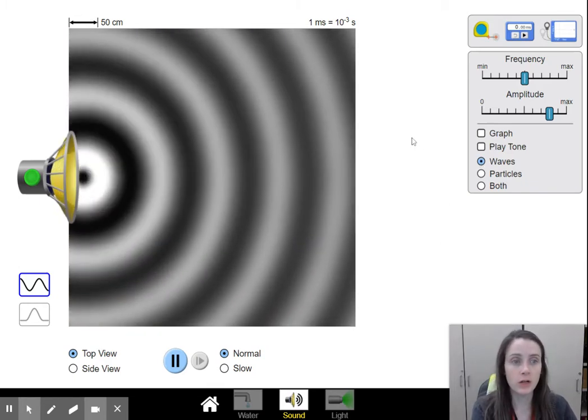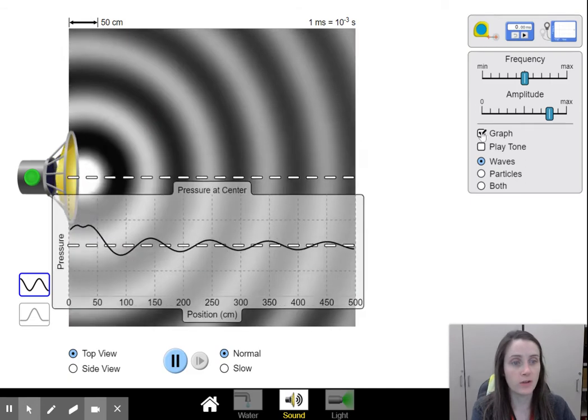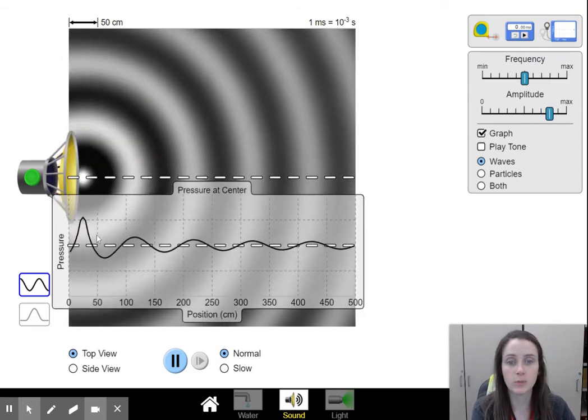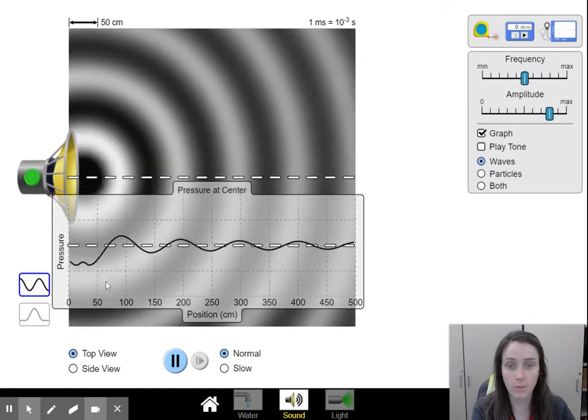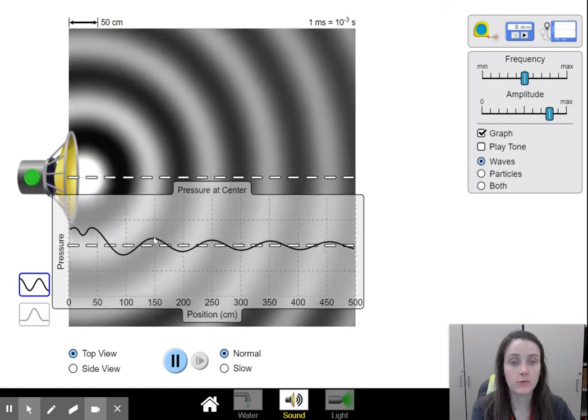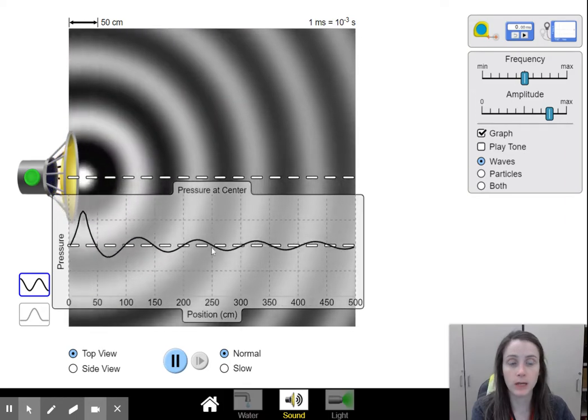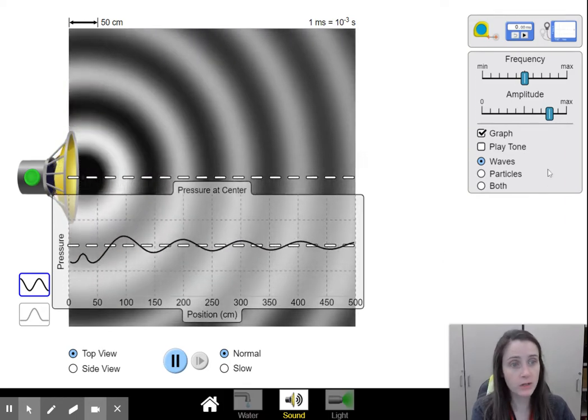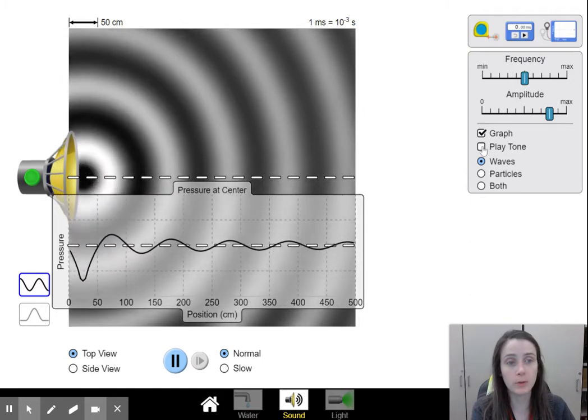Now these waves are a little hard to determine, so we're going to click graph here to turn on the graph, and you can see that it corresponds to a transverse wave here. The sound itself has an amplitude you can see right here, and the frequency or wavelength you can see pulling out over here.